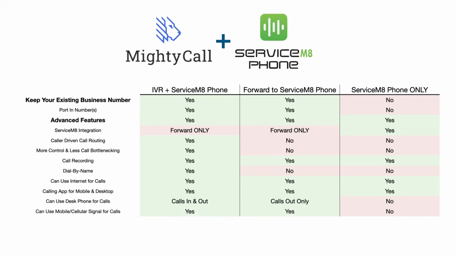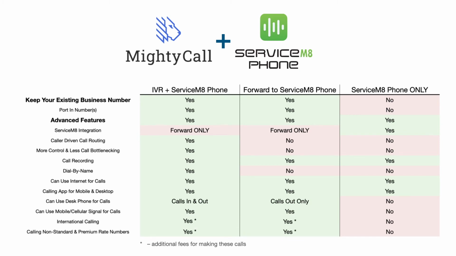Since ServiceM8 Phone can only use the internet to make calls, if you're in an area with a weak internet signal, your call quality will suffer. Having a secondary system like Mightycall ensures that you can also accept calls with good quality service. Now, for some, international calling or non-standard and premium numbers may be important. So if you live near a national border or your business requires that you're communicating with international vendors, this is where having a system like Mightycall obviously comes into play.